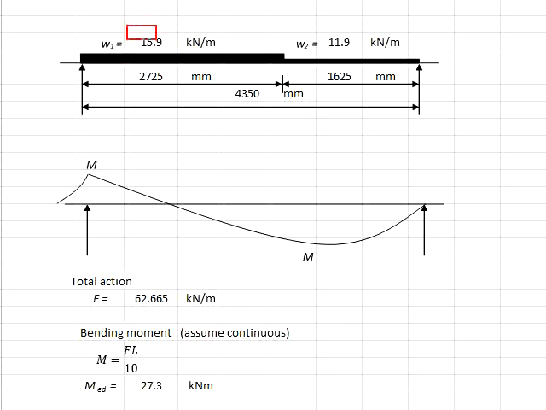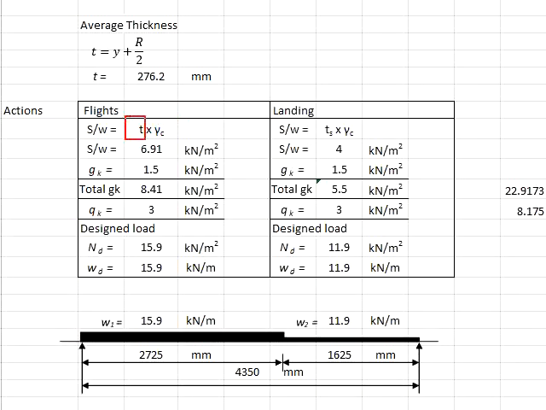You need to also be careful with the UDL. The UDL of the landings is normally not the same as the UDL at the flights. It is specifically due to the self-weight of the steps of the staircase, where you need to consider an average thickness of the staircase. However, when you're talking about the landing, the thickness will be as given in the diagram.